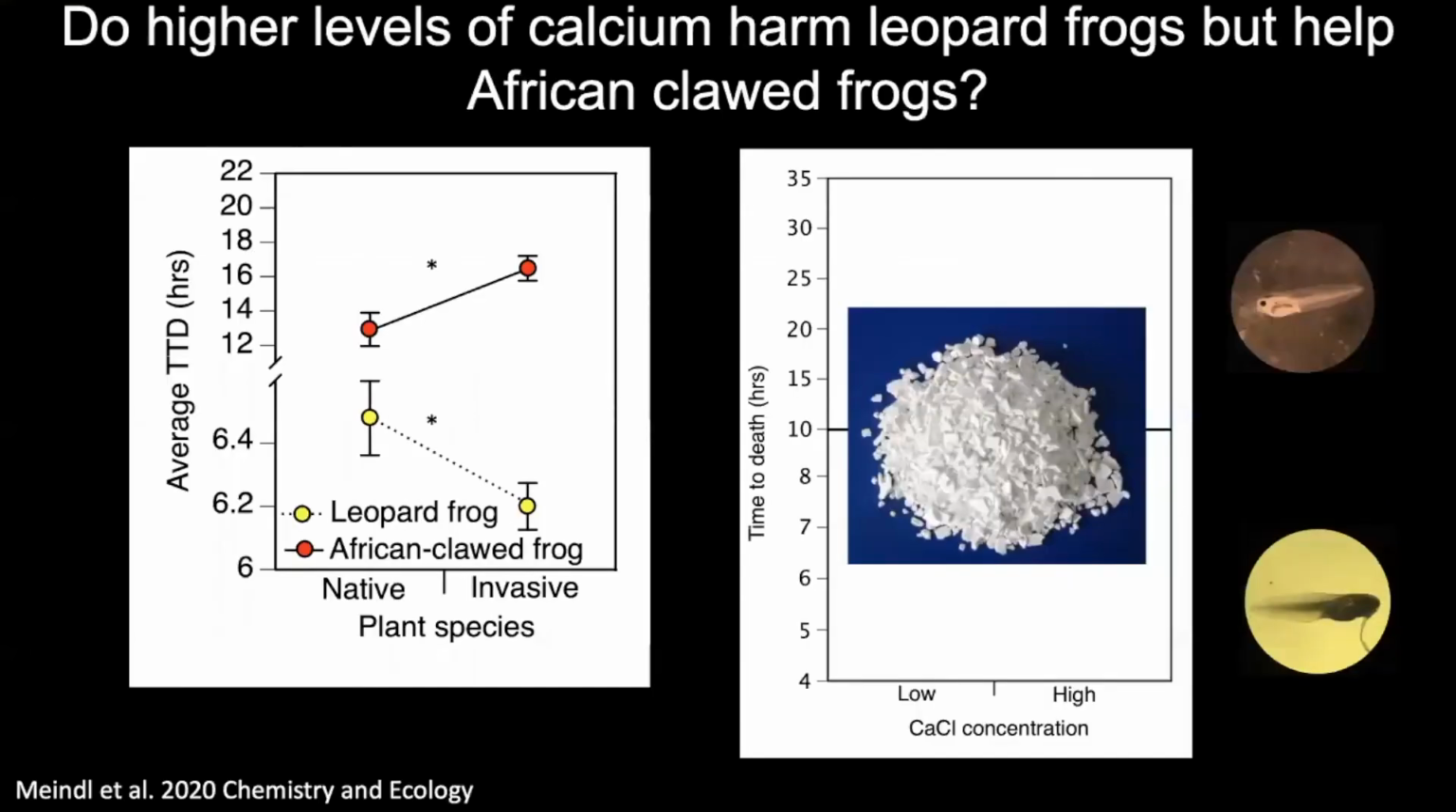So to test this, we repeated the study, but this time instead of generating leaf litter leachates, we just manipulated general hardness, which is the figure on your right. The figure on your left is the data I previously showed.